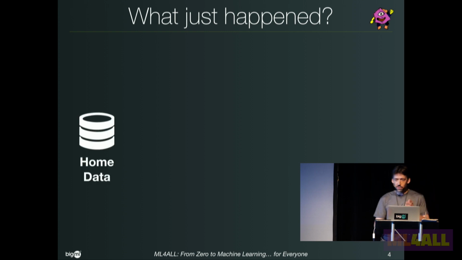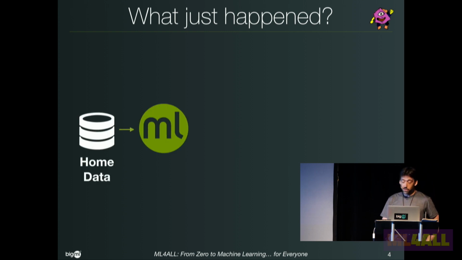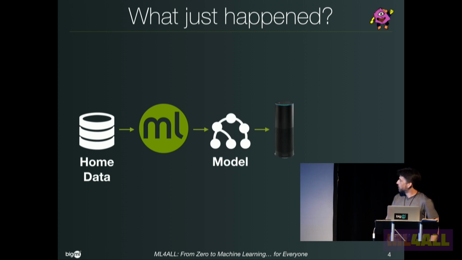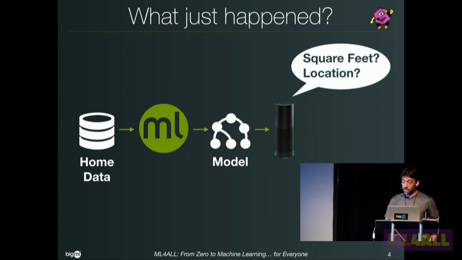Here we go. So we took some home data. Okay, very simple. We uploaded it into some machine learning platform. This platform generated some kind of a model for us. We put that model into a voice interface, which then lost its Wi-Fi connection, so it failed to ask us questions like, what is the size of the home?